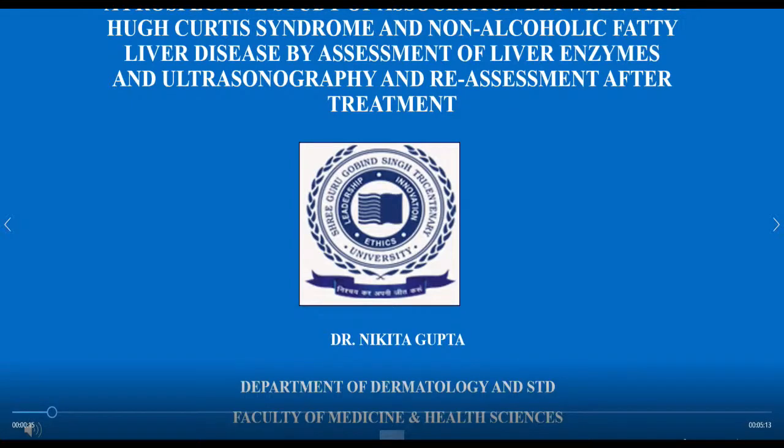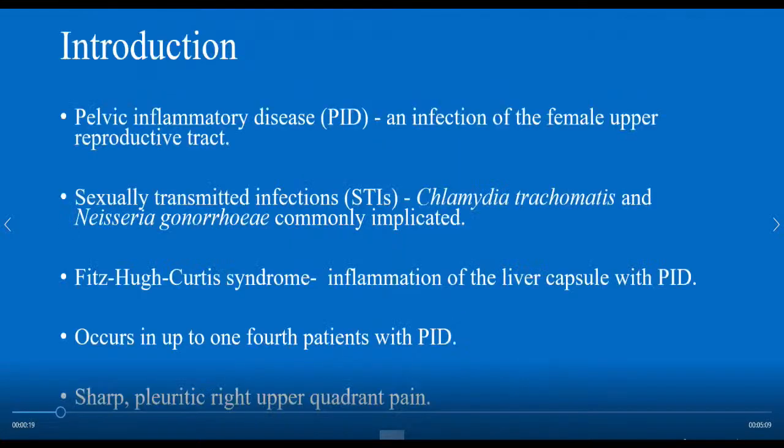Pelvic inflammatory disease is an infection of the female upper reproductive tract. Sexually transmitted infections such as Chlamydia trachomatis and Neisseria gonorrhoeae are the commonly implicated pathogens. Fitz-Hugh-Curtis syndrome is an inflammation of the liver capsule with PID. It occurs in up to one-fourth of the patients with PID. It classically presents as sharp pleuritic right upper quadrant pain.